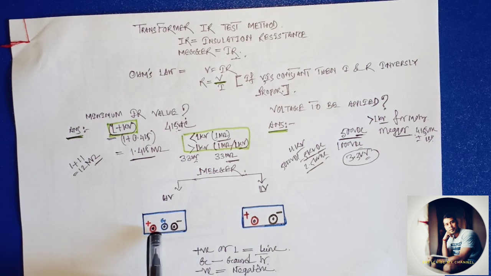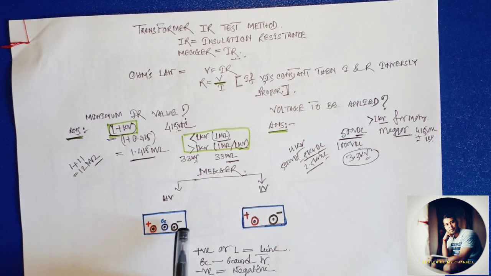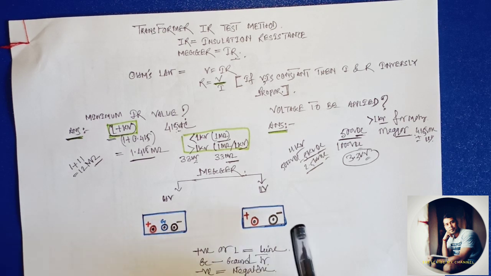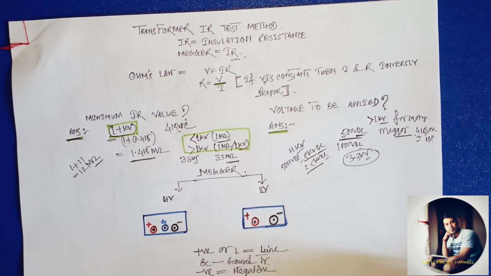So there is a positive side of DC and a negative side of DC. For high voltage there is a guard terminal, and for LV there is only positive and negative. There is no guard terminal, because in an LV system surface leakage current is minor and we can easily neglect it.